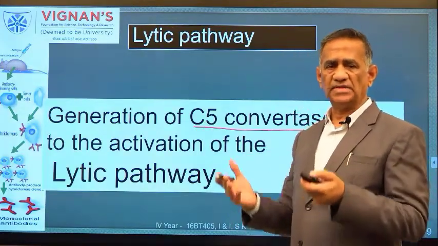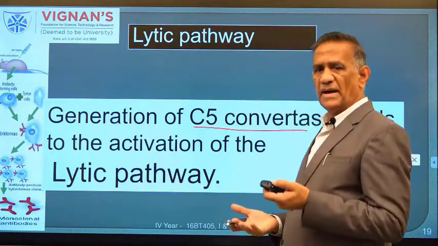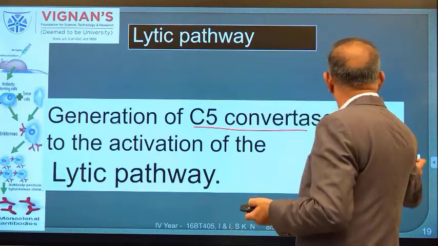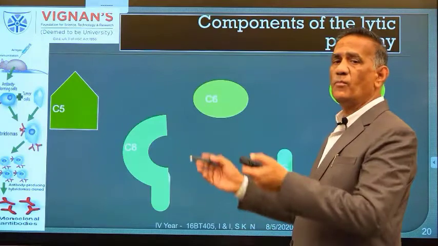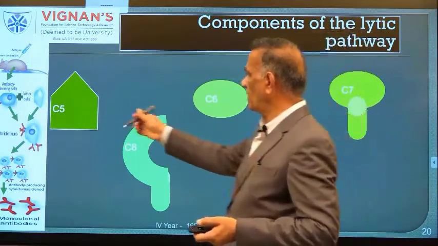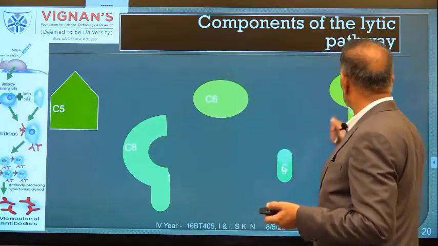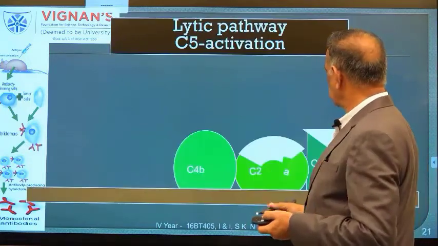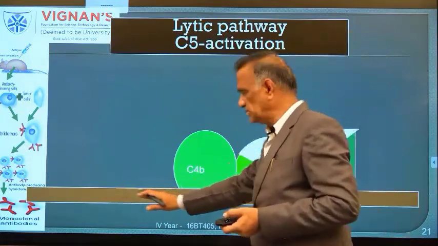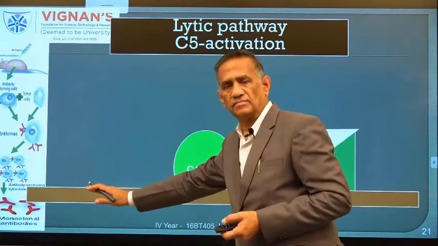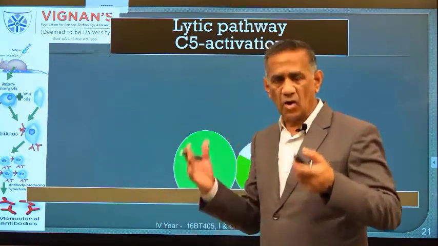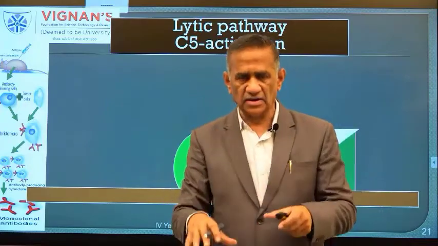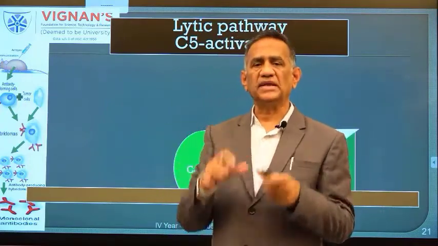C5 is the starting point that is going to get seated on the bacterial cell membrane. So now these are all the components involved in the lytic pathway: C5, C6, C7, C8, C9. Okay, let us see now. As I have shown you earlier also, this is a bacterial cell membrane. Our interest is to perforate, to make holes on the bacterial cell membrane.